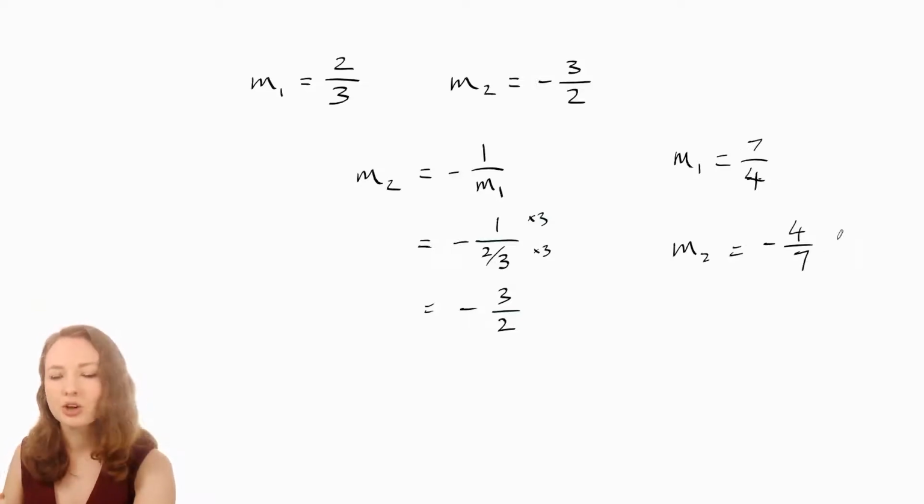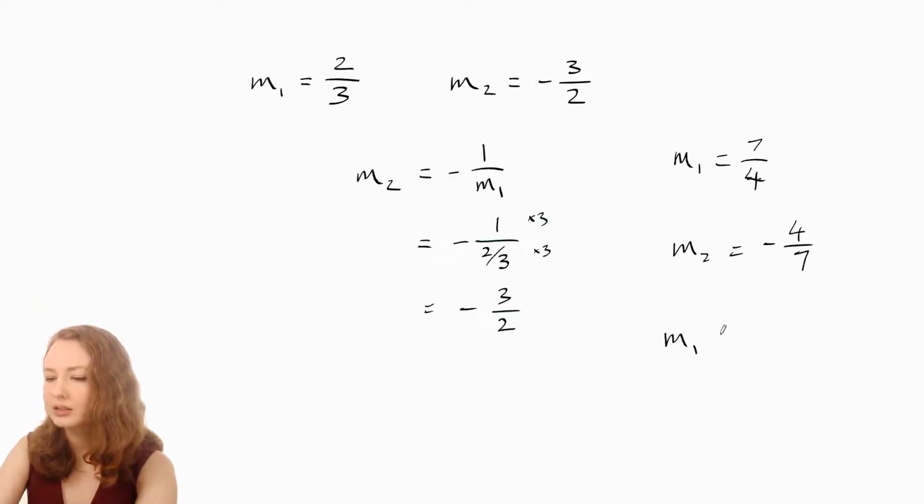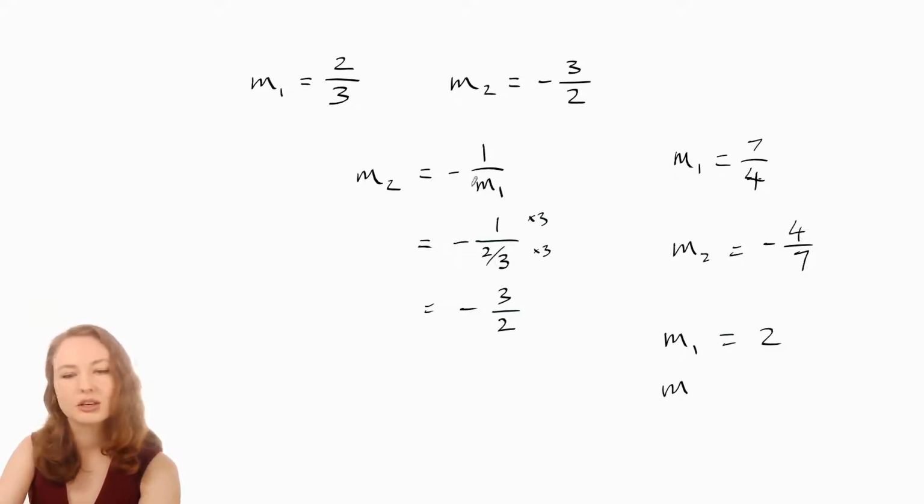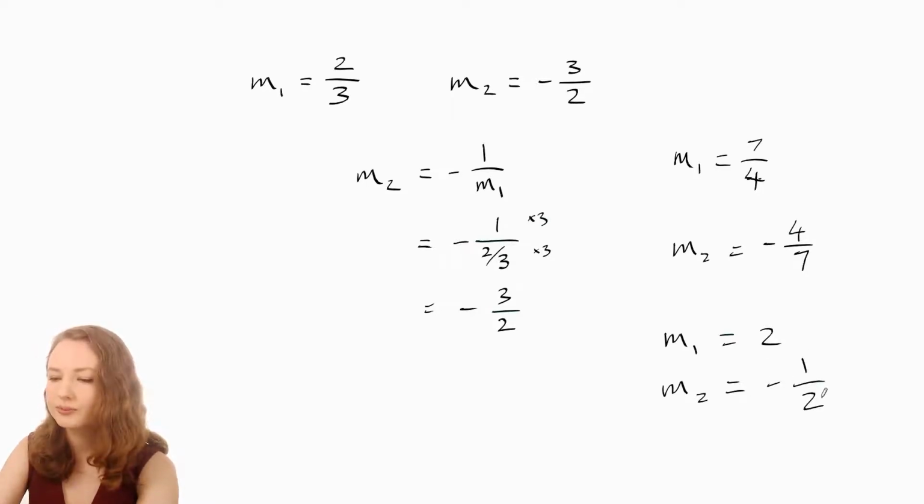If m1 is a whole number, like let's say it's a slope of 2, then you can just stick it into that formula and say that the slope of the perpendicular line is -1 over 2.